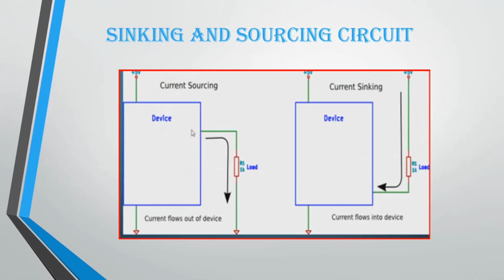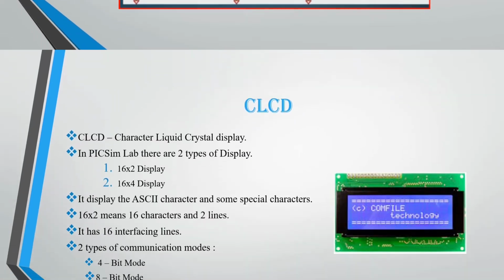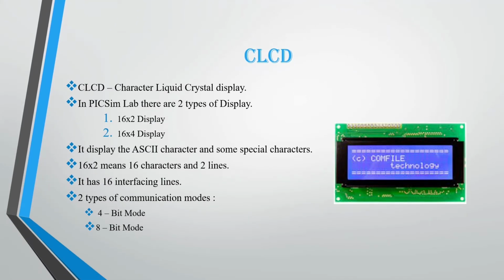It is the sinking and sourcing circuit of LED with device. In PICSIM board, we use a current sourcing circuit. And CLCD. CLCD is a type of liquid crystal display. CLCD stands for character liquid crystal display. In Pixim Lab, there are two types of displays: 16 cross 2 display and 16 cross 4 display. It displays the ASCII characters and some special characters.